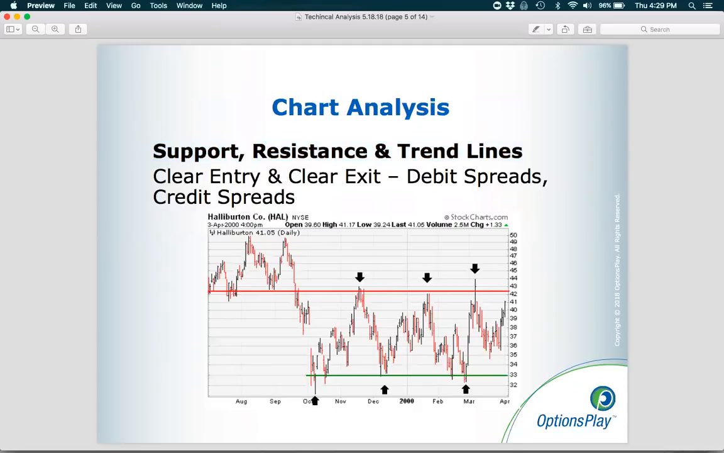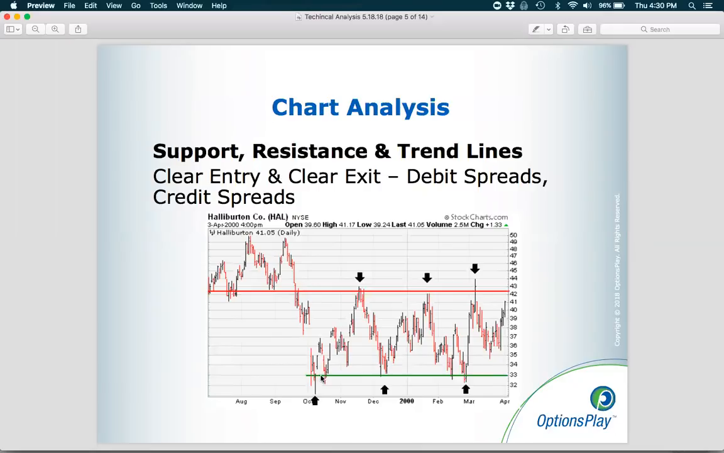So you can think of support and resistance lines as really just horizontal trend lines. And then you could also get into bullish trend lines, bearish trend lines, all types of trend lines of different slopes, but they're all just variations of the same thing.